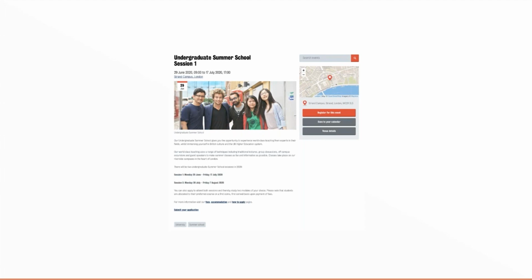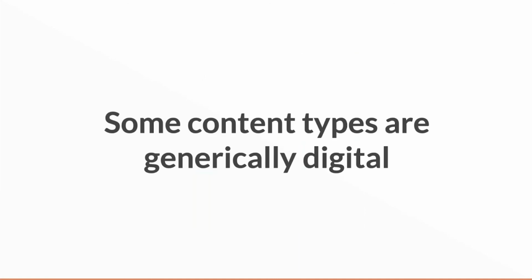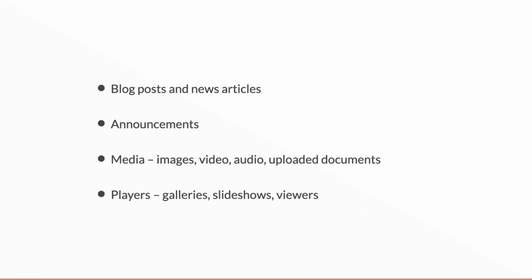So very quickly now, because I know time is up. Some content types are generically digital. By that, I mean things like announcements that you want to put on your homepage or anywhere on the site that a visitor arrives first, blog posts, articles, media, ways of showing media. These are generically digital content types that don't necessarily exist among the content types that we defined in the first place, but will exist when we present stuff digitally.